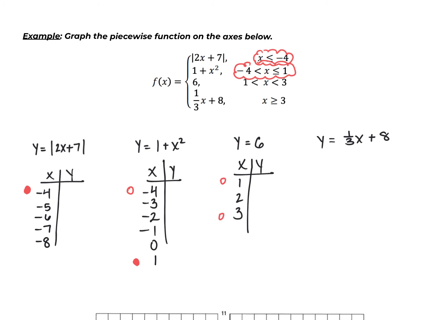And then this one, I want x and y, I want the values here. And I want them for when x is greater than or equal to 3. So we want 3, 4, 5, 6, 7, as many as we want to graph. But since there's a line around the 3, we're going to put a closed circle.